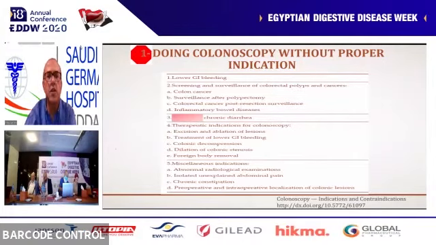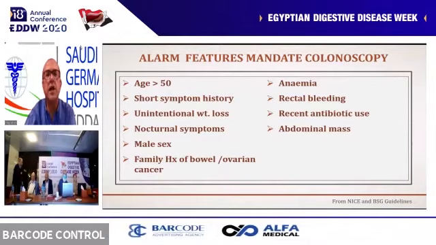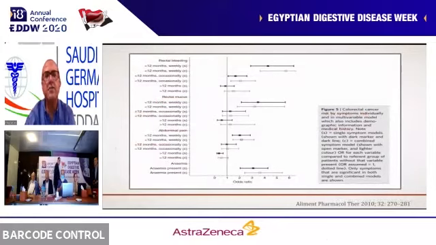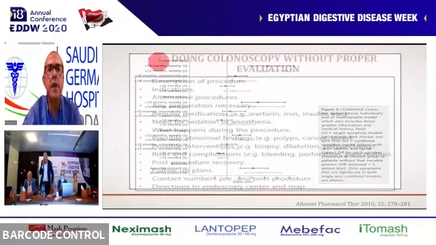However, there are alarming features which mandate colonoscopy, namely age above 50, anemia, short symptom history within the past 6 months, rectal bleeding, unintentional weight loss, recent use of antibiotics, nocturnal symptoms, presence of mass, and family history of ovarian or bowel cancer. This meta-analysis found that anemia and short history of bleeding per rectum, in univariate and multivariate analysis, will yield positive screening findings.